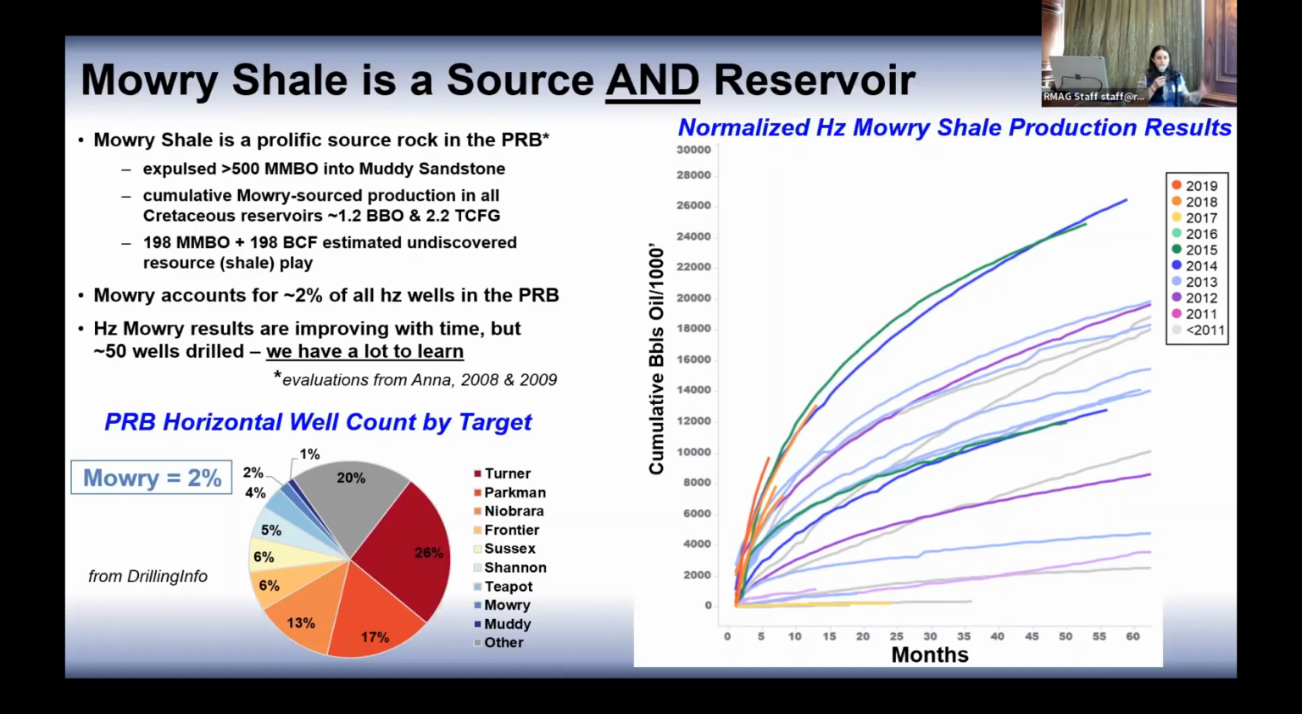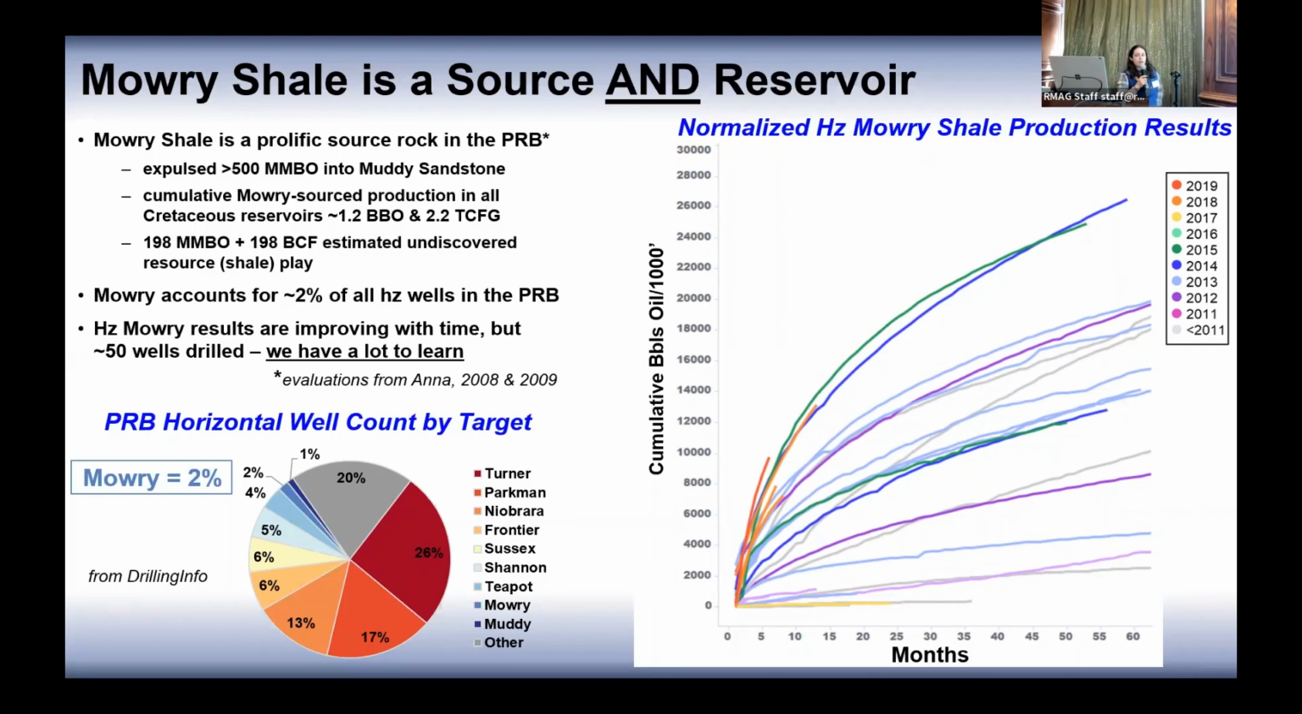So we know we've got this great source rock, but the Mowry itself only accounts for about 2% of the horizontal wells that have been drilled in the basin. Most of the horizontal wells drilled are Turners, the Parkmans, the Niobraras. The Mowry, there just aren't that many examples of it. We're starting to see more of them drilled recently, but there's still only around 50 wells for us to look at to try to understand this reservoir. So we still have a lot to learn. And you can see from the normalized production plot on the right, the wells are getting better as we do learn more, but we can do better still.